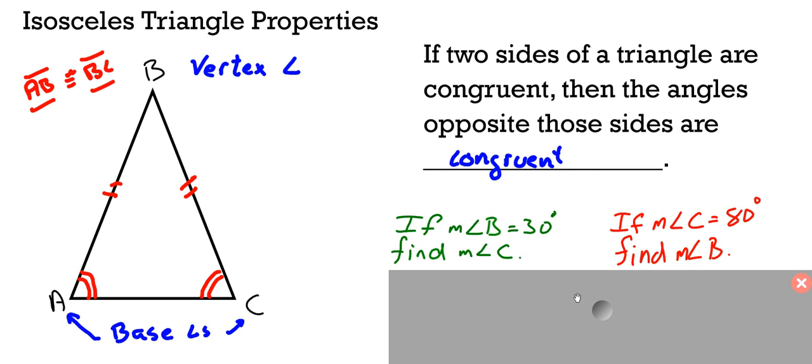So the green problem: if the measure of angle B is 30, find the measure of angle C. I'm giving you the vertex angle, and I want you to find one of the base angles. In the red problem: if the measure of angle C is 80, find the measure of angle B. I'm giving you one of the base angles, and I want you to find the vertex angle. So take a minute right now, hit pause, take a minute or so to solve those, and then I'll walk through them real quick.